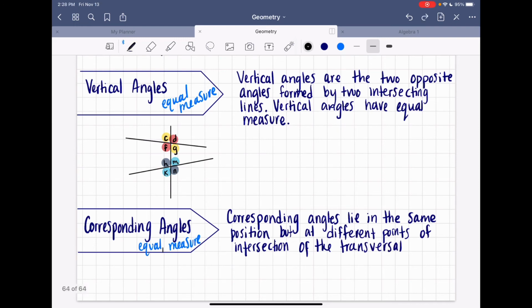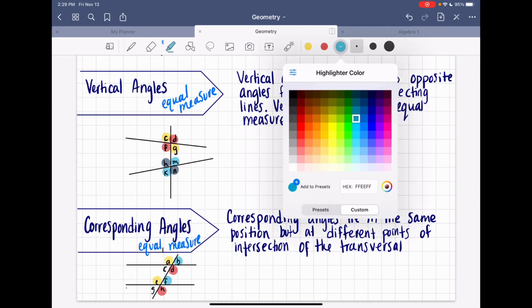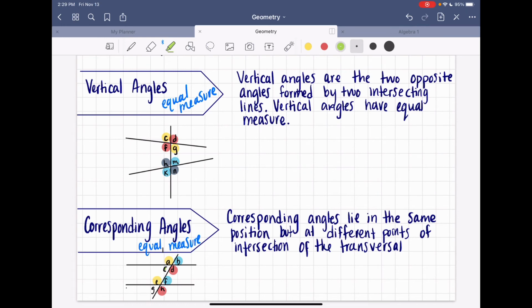intersecting two parallel lines. For example, B and F would be congruent. Okay, and then D and H would be congruent. And A and E would be congruent. And C and G would be congruent.